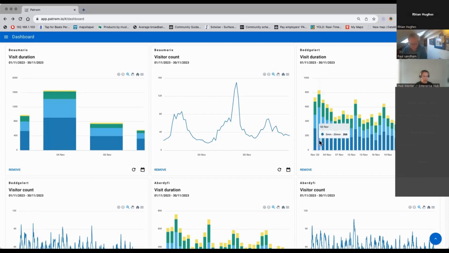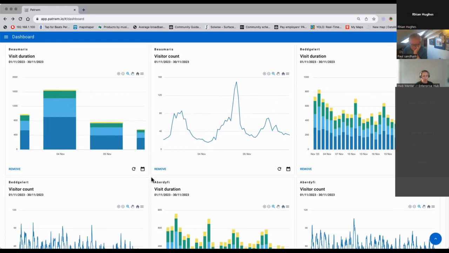They could be driving through. They could literally just be posting a letter in a mailbox, or picking something up. So yeah, here's visitor count data. Here's how we use it.